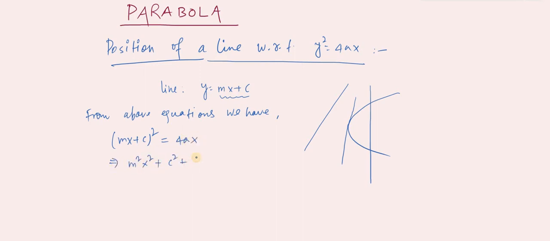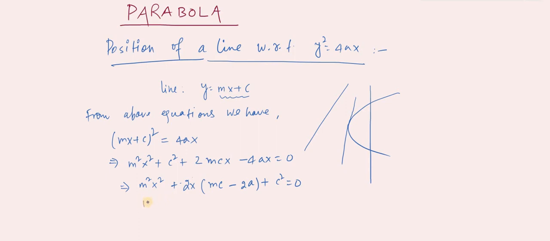Further simplifying it, we have a quadratic equation in x: m square x square plus 2x (mc minus 2a) plus c square is equal to 0. So we have two values of x if the discriminant is greater than 0, one value of x if D is equal to 0, and if D is less than 0, then we do not have any real value of x.